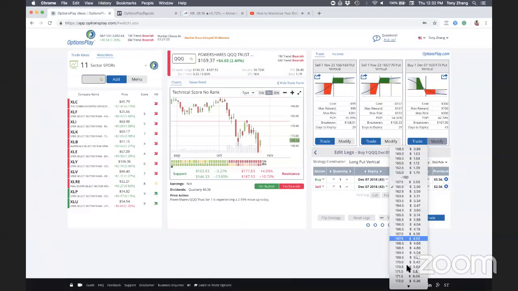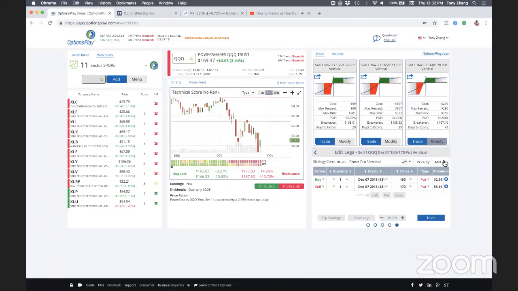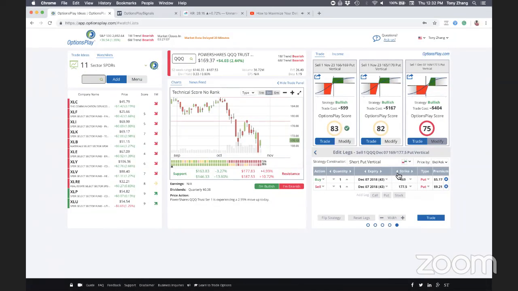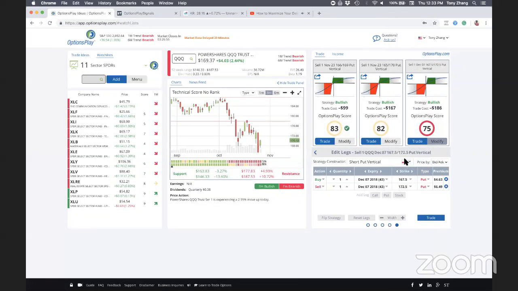Sorry, that was flipped. 170, 160. And for a $10 wide spread, I want to try to collect $3. So here, I'd have to move the strikes a little higher. For me to collect that 333, see, this is really where a $10 wide spread, in my opinion, doesn't look very good, because now I'm selling an in the money put. Let's see. No.